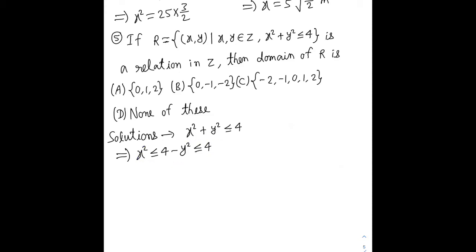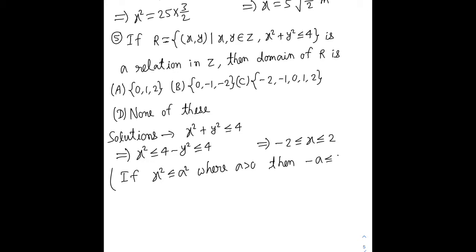So in this way, you are getting x square less than or equal to 4. Then if you solve it, you will get x between minus 2 and 2, because the square root of 4 is 2. For this you can remember a condition: if x square is less than a square, where a is a positive number, then x is between minus a and plus a.